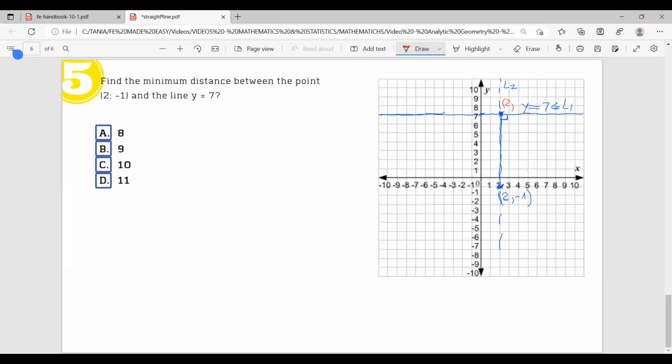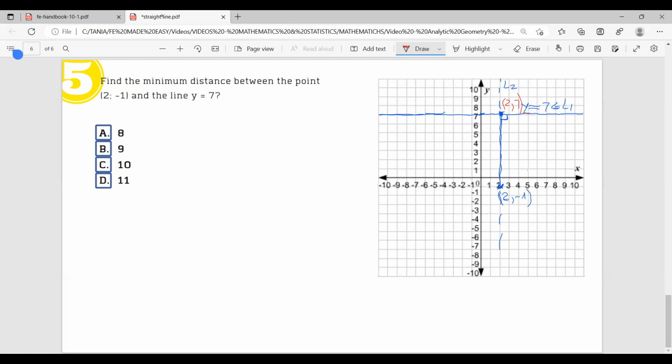So our new point is going to look like this: 2, something else. And then what is something else? Obviously, something else is 7. The y component is 7 because this is the line that is parallel to the x-axis and intersects the y-axis at point 7. So we have just found the point where this line L2 intersects L1.